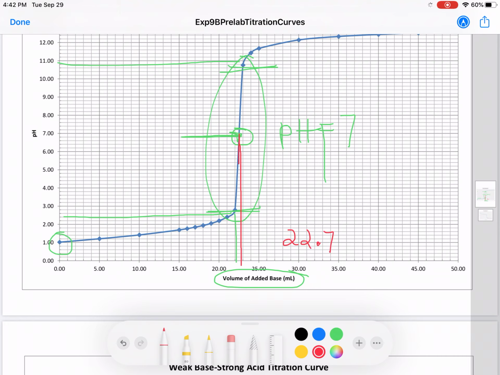And if you want to add another significant figure, because it goes up to 4 significant figures, 22.75 or something like that. Okay, that's the volume of sodium hydroxide needed, and then the pH would be 7.